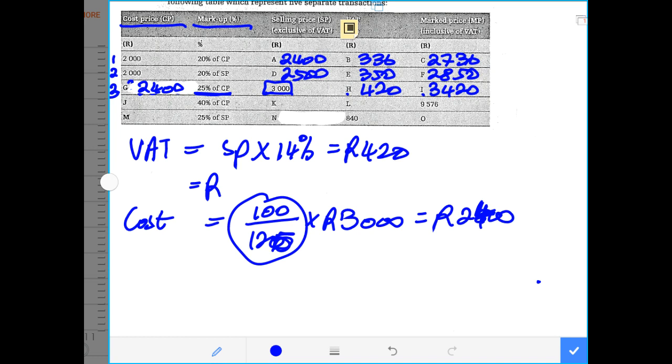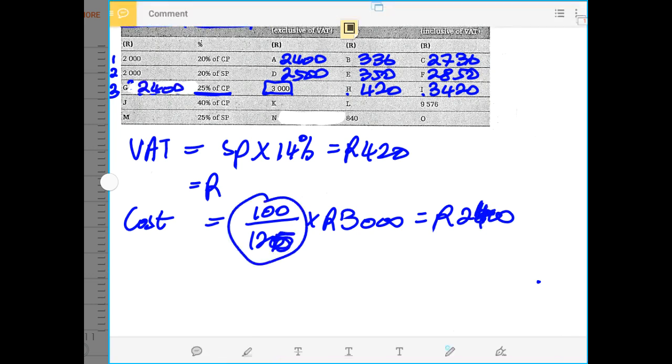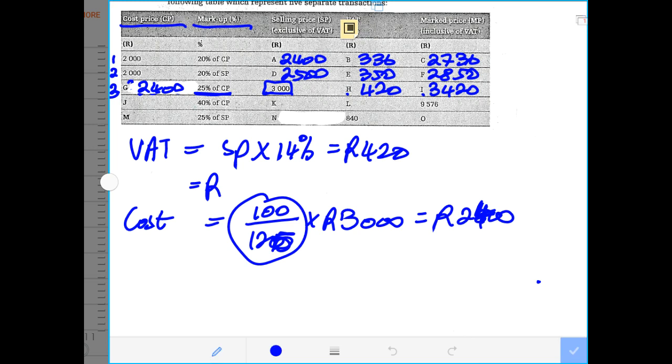What is there and how can you use it? So now we are given the markup percentage, which is 40% on cost price. There is no selling price. There is no VAT. We are given the marked price. So now what is important for you to know is how to get to the marked price.